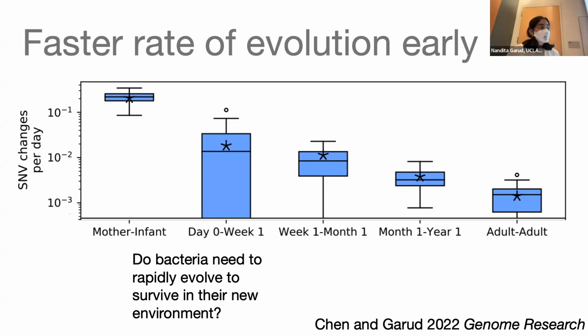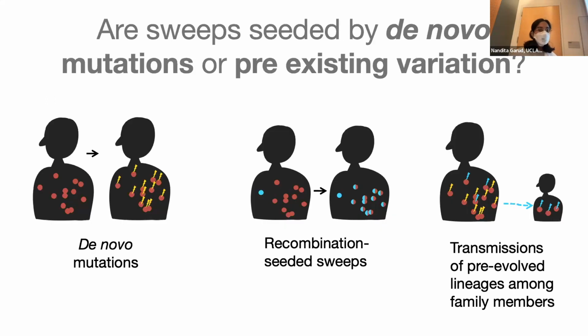We dug deeper into what's happening inside of an infant to try to understand how these evolutionary changes are happening. What is the underlying evolutionary mechanism? Are these seeded by de novo mutations, in which a spontaneous mutation arises, or by pre-existing variation that's already hanging around and maybe gets passed around by recombination? Or maybe mom was a reservoir of pre-adapted lineages that then got transmitted to the baby. So we explored all 3.